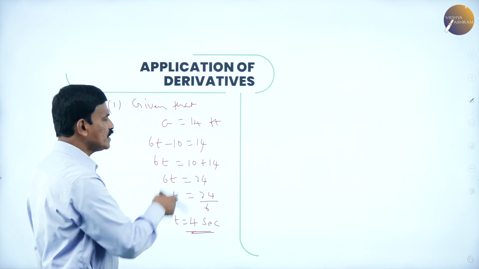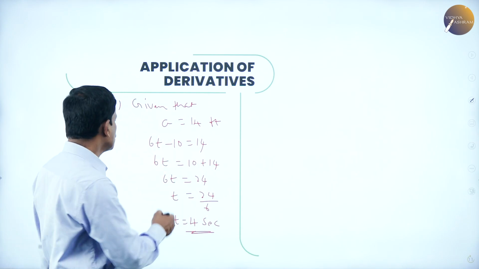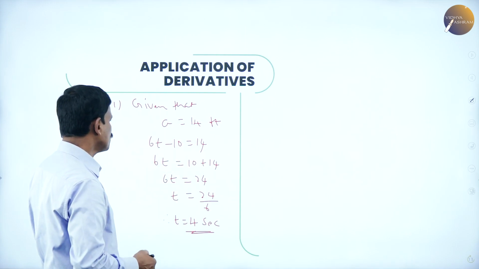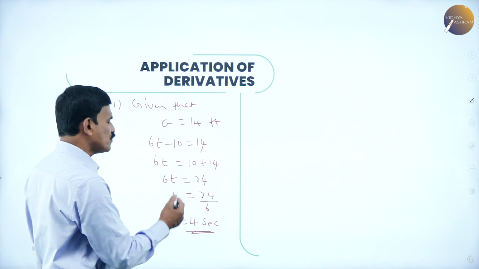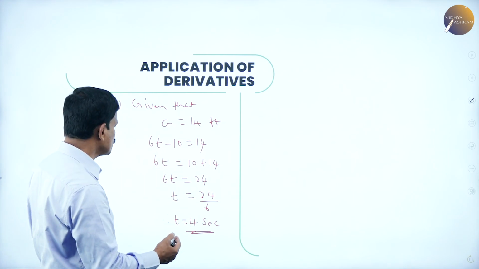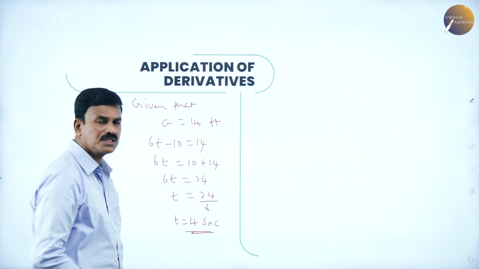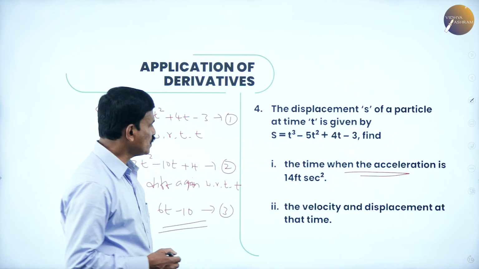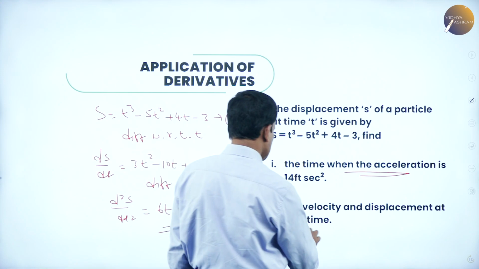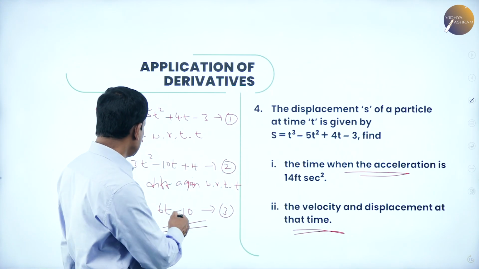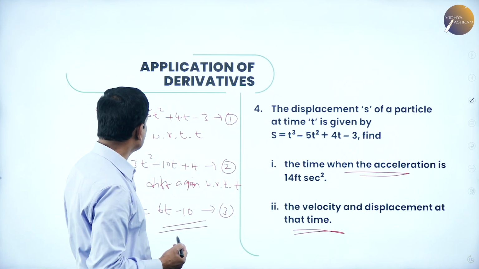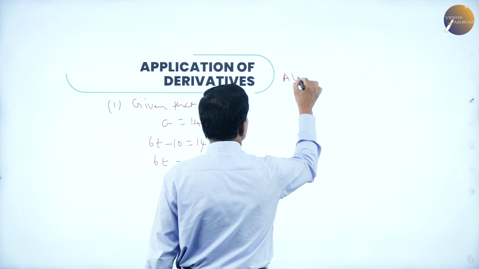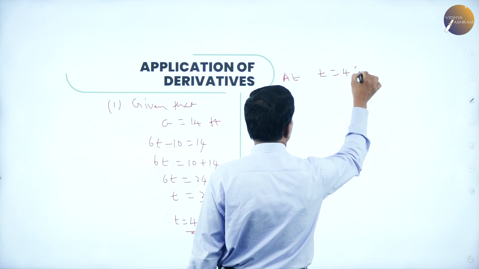See here, when the acceleration is equal to 14 feet, 6t minus 10 is equal to 14, 6t is equal to 10 plus 14 is 24, so therefore t is equal to 24 by 6, 6 4s are 24, t is equal to 4 seconds. Okay. Now, what is required to find? The velocity and the displacement at that time. So, at t is equal to 4, find out the velocity and the displacement. Now, at time t is equal to 4 seconds.